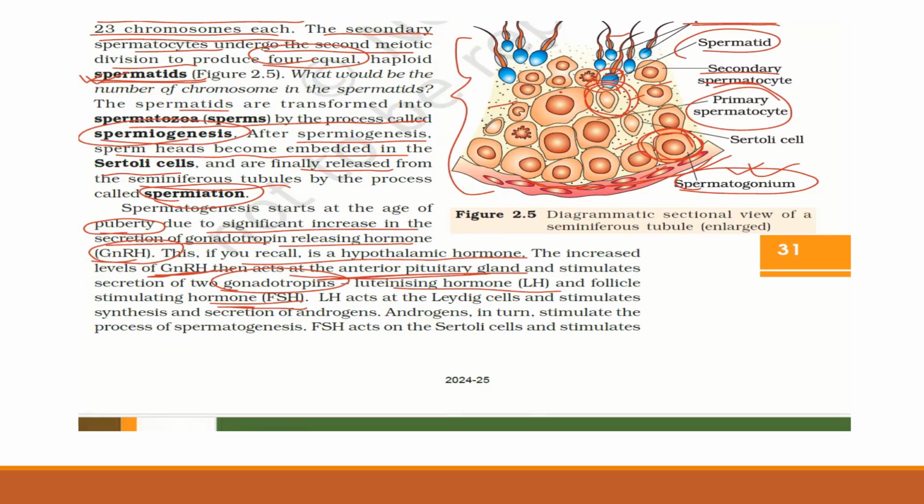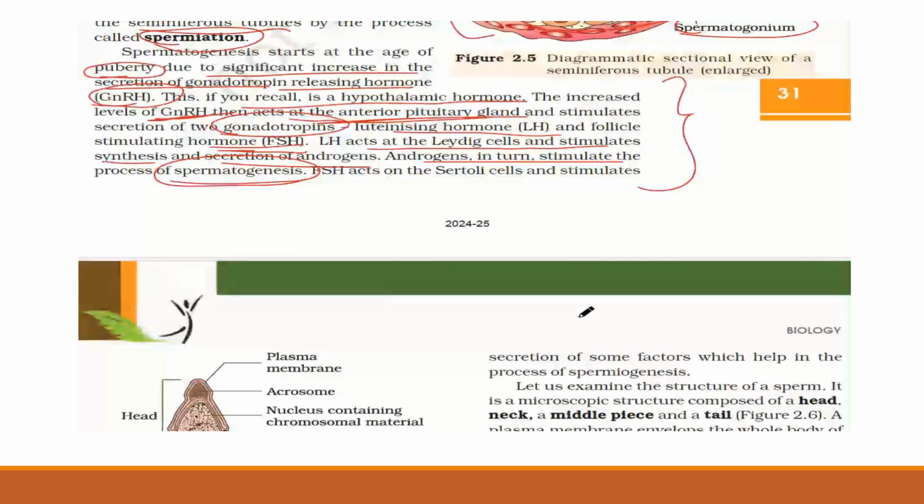stimulating hormone. Okay, so what is luteinizing hormone doing? It acts on the Leydig cells and stimulates the synthesis and secretion of androgens, and androgens in turn stimulate the process of spermatogenesis. So this is the full hormonal reaction which is happening. Gonadotropin releasing hormone releases luteinizing hormone and follicle stimulating hormone, which in turn help to synthesize androgens. Androgens stimulate the process of spermatogenesis. Is it clear? Now, follicle stimulating hormone acts on the Sertoli cells, and they stimulate the secretion of some factors which help in the process of spermiogenesis as well.